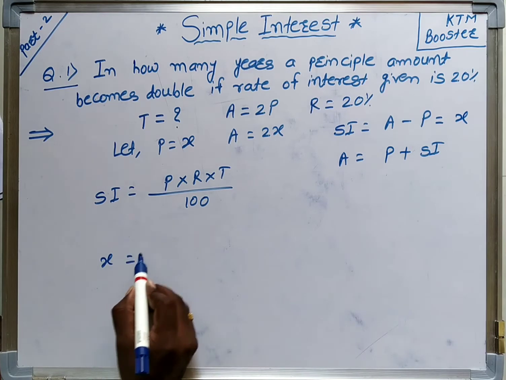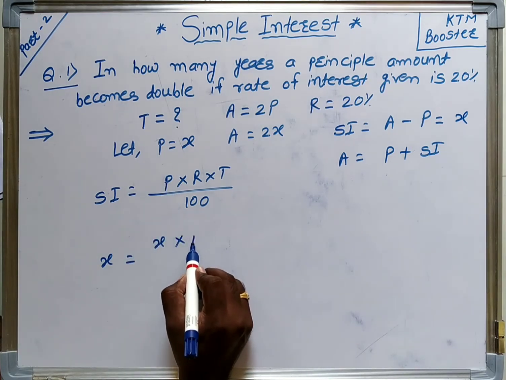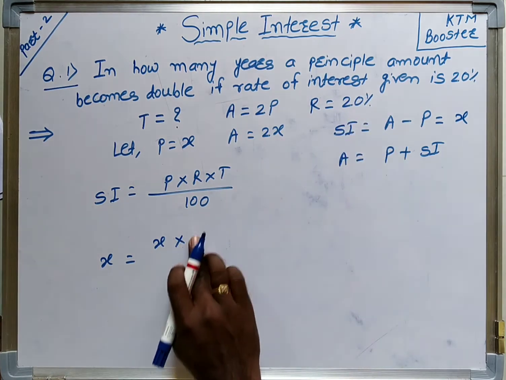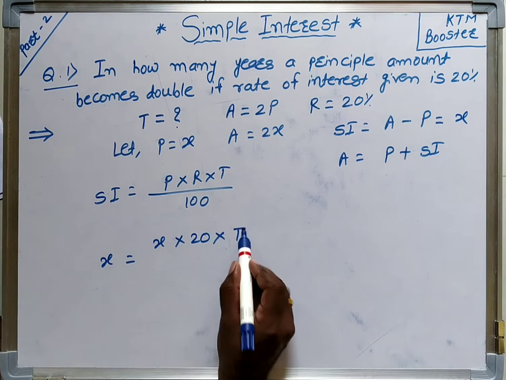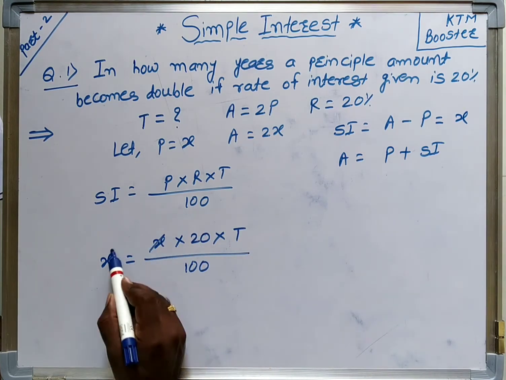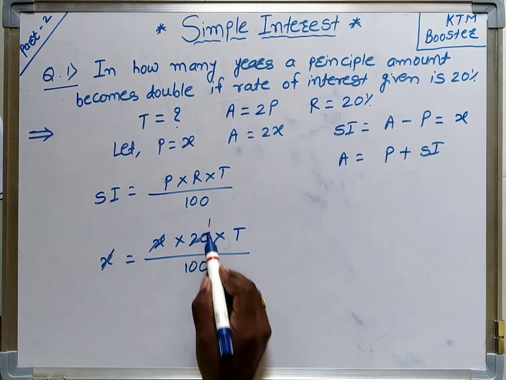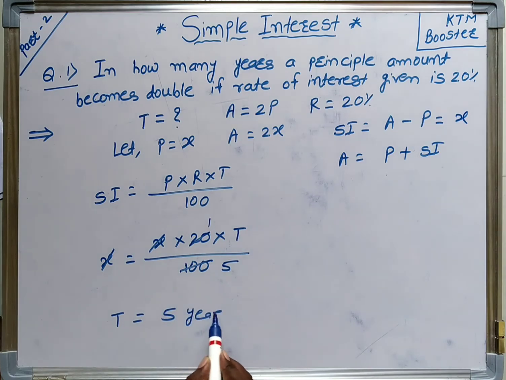So x equals P, which is x, multiplied by R. What is R? R is given, that is 20, multiplied by T divided by 100. This x will be cancelled. 5 twenties are 100. So T is equal to 5 years.